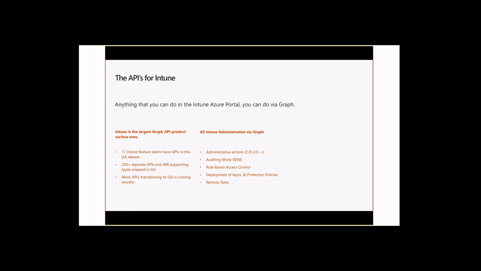I talked about role-based access control. All of that is programmatically available via Graph as well. So if you want to do validation of what permissions are there, you can do that via Graph, as well as set or change permissions on roles. You can deploy applications and protection policies, or maybe if you're building a help desk application and a front end, you don't want to use the Intune Azure portal, you want to build your own application for letting help desk do remote tasks, such as a remote wipe or reset of passcode. All of those tasks and actions are programmatically available for Intune via Graph as well.